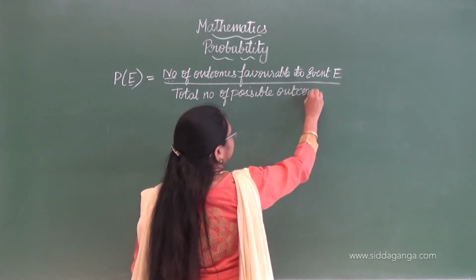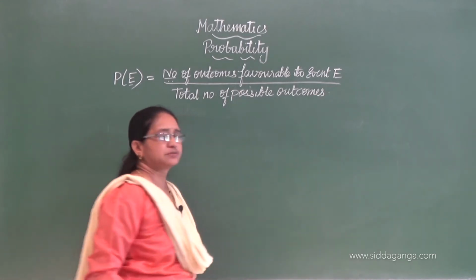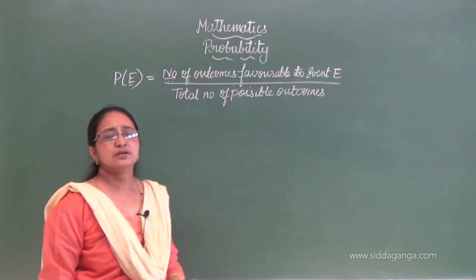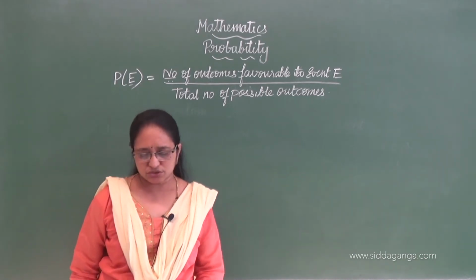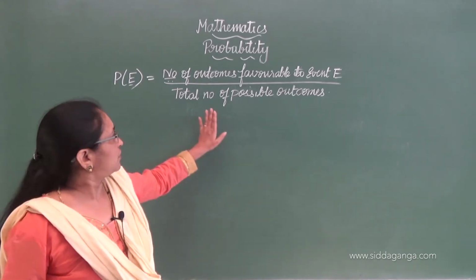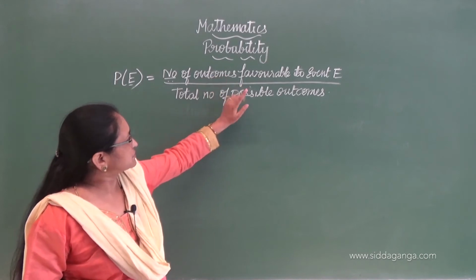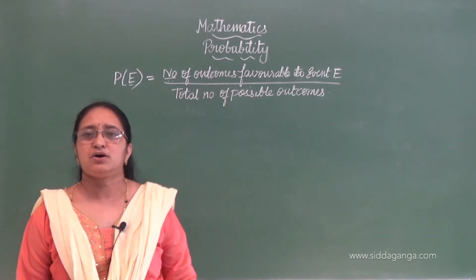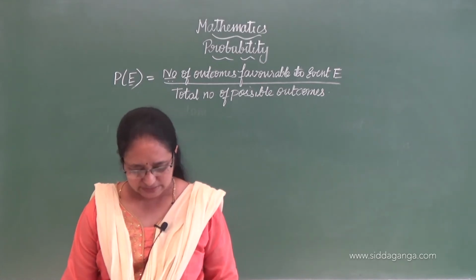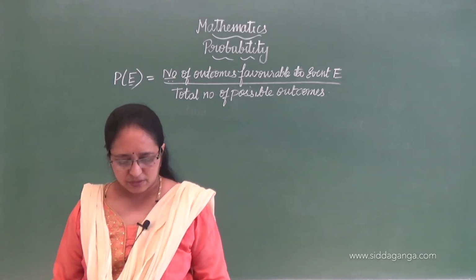Since you have studied this in 9th standard, this will be like a revision for you today. So just try to recall whatever you have studied in 9th standard. This is the formula, that is number of outcomes favorable to the event E divided by total number of possible outcomes. When I give one example you will understand.